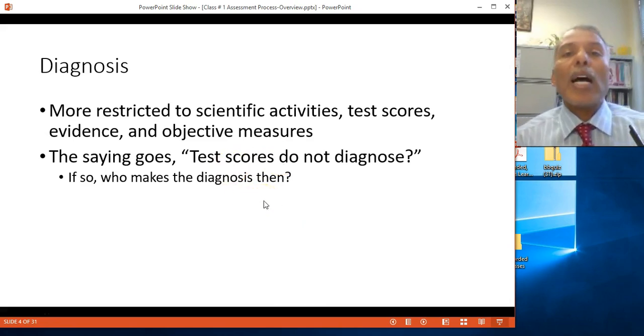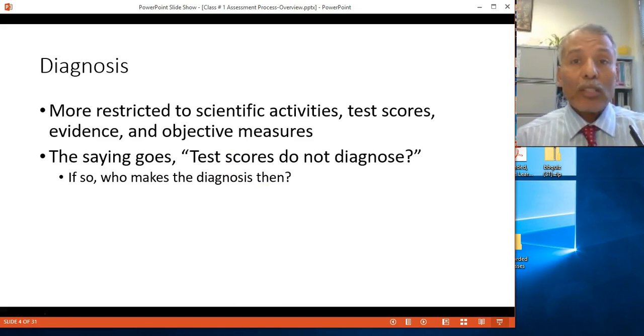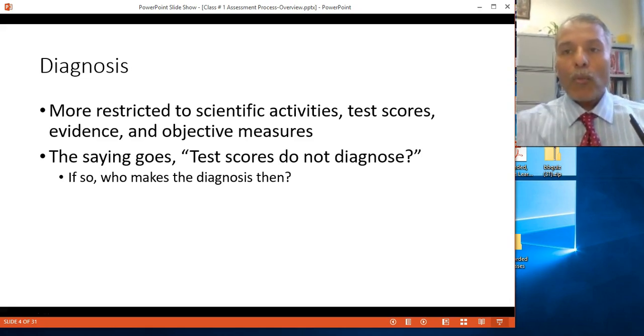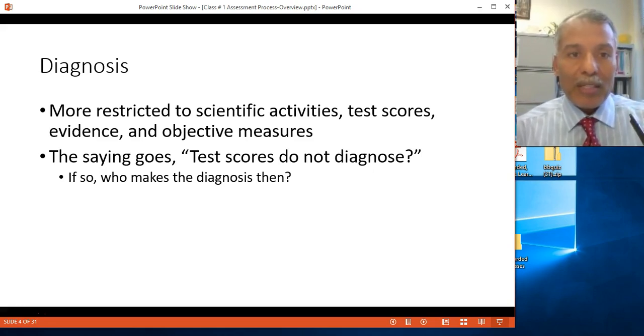So again, diagnosis is very objective, restricted to evidence, to scores, to standardized or some kind of testing that you do, where you have scientific evidence to support the conclusions whether someone has a disorder or doesn't, and how to look at the symptoms and identify them. If the person has this problem, what are the signs that are given as evidence? This person does this and that.